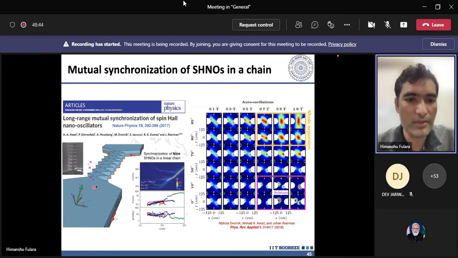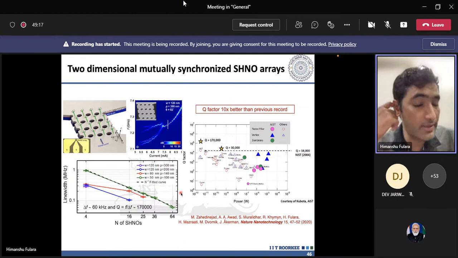Here we have fabricated devices with 9 oscillators in a chain, and you can see that we have individual signals, and when we increase the current, these individual signals try to interact. At a certain current, all these oscillators interact with each other, and they form one synchronized signal. Here you can see that the output power gets increased. These are the individual powers of the oscillators, and then the power gets increased. This is one demonstration we did in 2017.